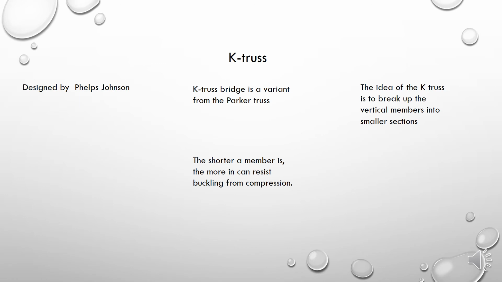Okay, K-Truss. The K-Truss was designed by Phelps Johnson. The K-Truss was basically a variant from the Parker truss. The idea of the K-Truss is to break up the vertical members into smaller sections. The shorter a member is, the more it can resist buckling from compression.